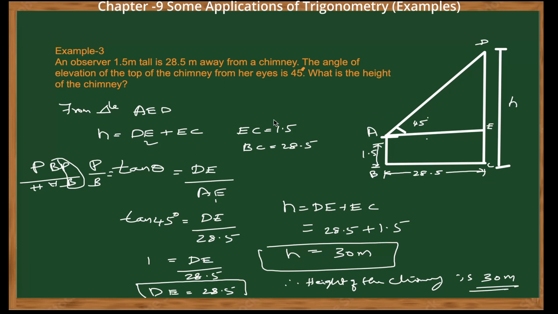Hope this is clear, students. We drew the diagram based on the question's input. Then we saw what it forms here: the perpendicular by base. We went to our rhyme and found that it fits in as tan, so we put tan 45. Then we got the value of DE. Since we wanted the complete height, we added DE plus EC, which is the same height. Hope this is clear, students.